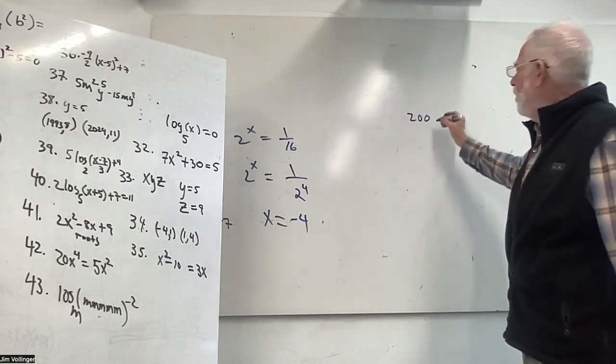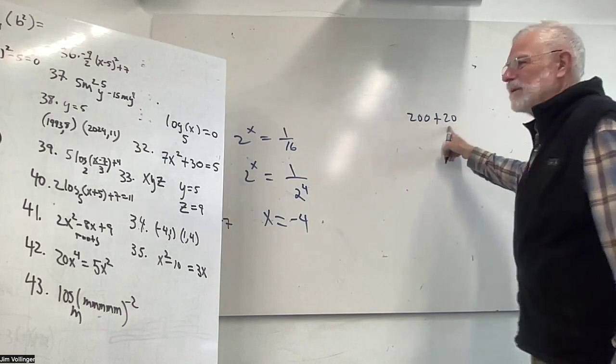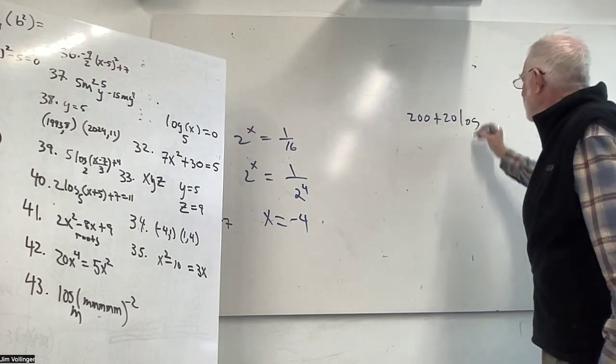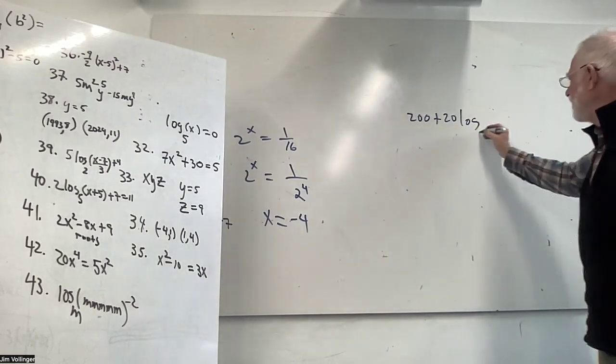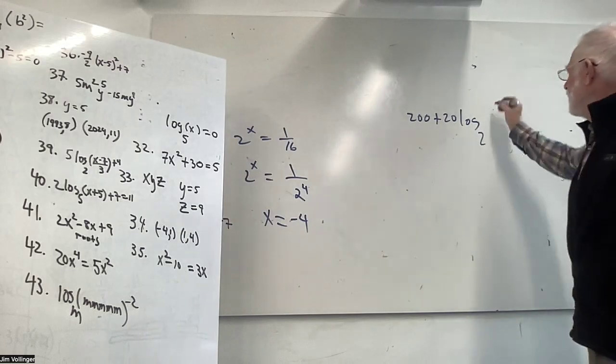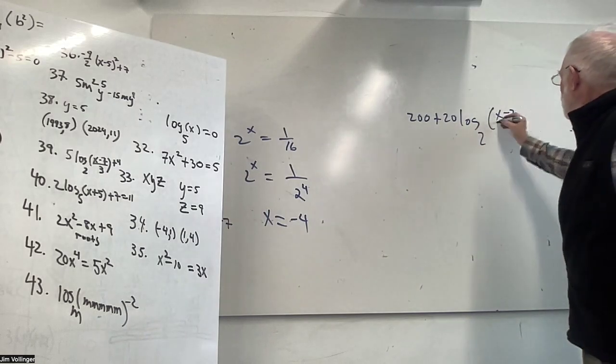200 plus 20. Why am I giving it plus 20? It looks similar. Log. Oh, God, it's language, and you're just trying to learn it. And I gave a 2. X minus 7 over 5.